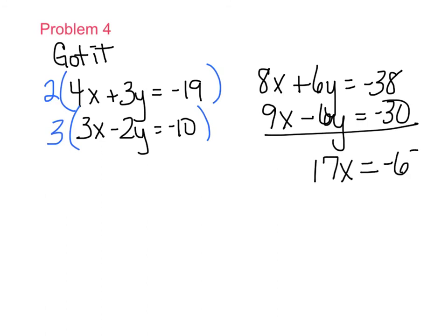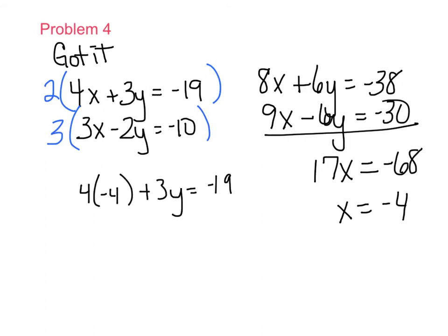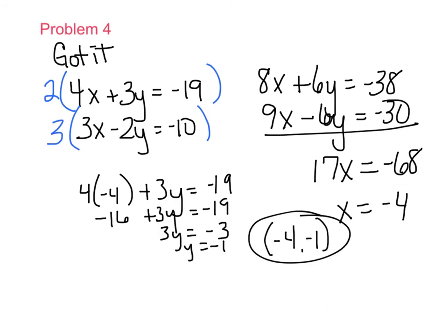17x equals negative 68. Divide by 17, x equals negative 4. Plug the x back in. I'm going to plug it into the top equation. And I'm going to finish this on my own here. If you finish this equation, you're going to get negative 4, negative 1.